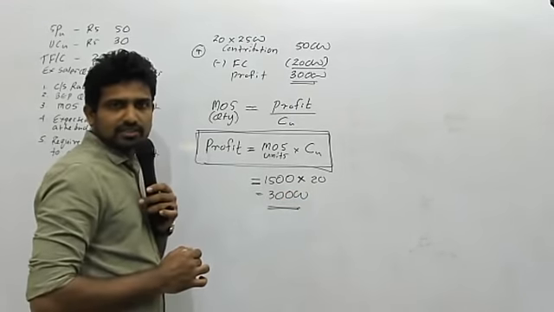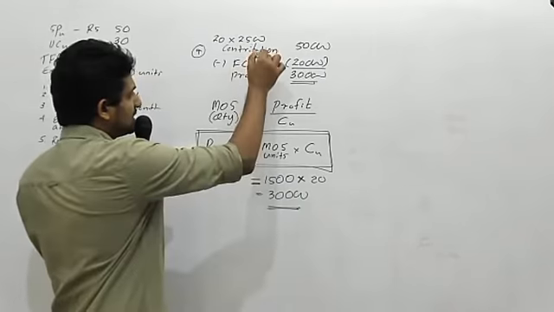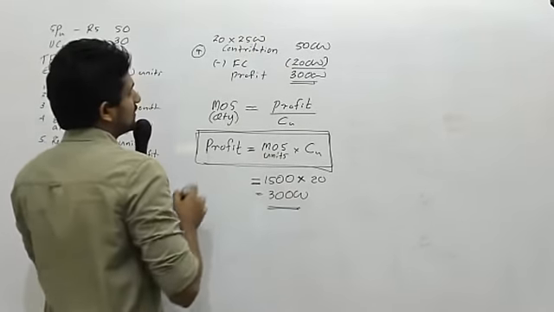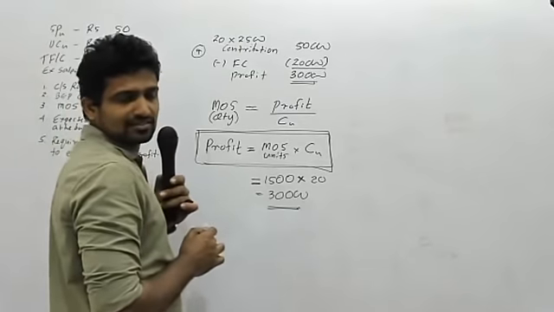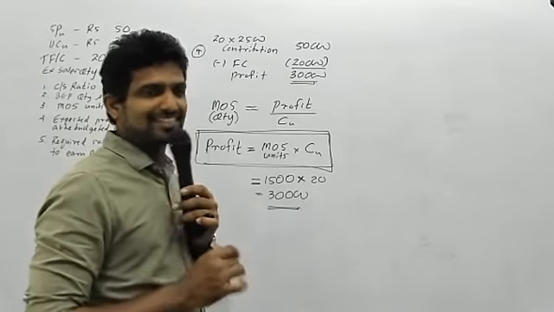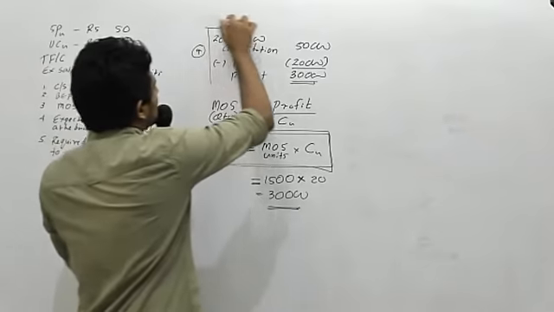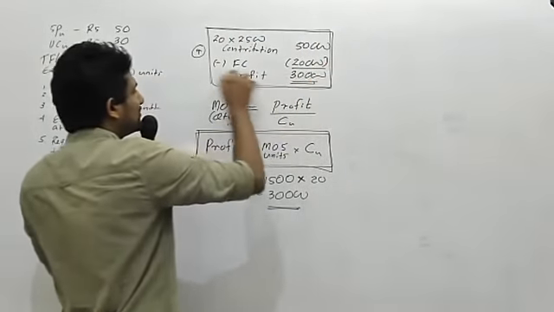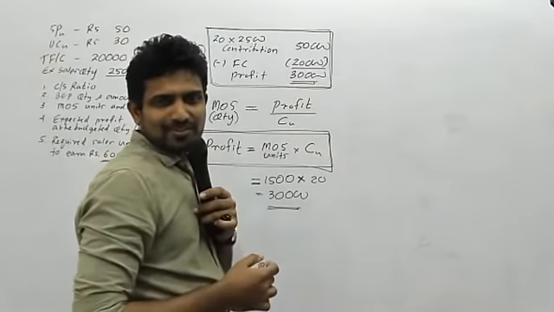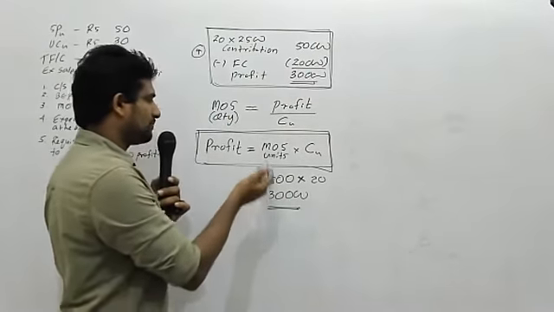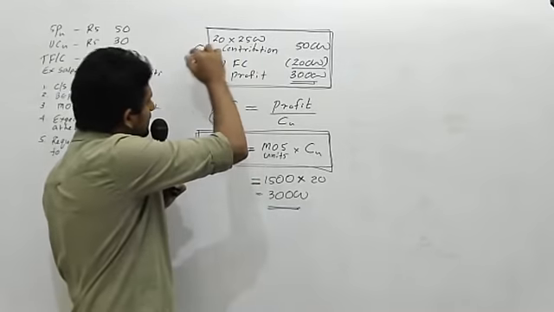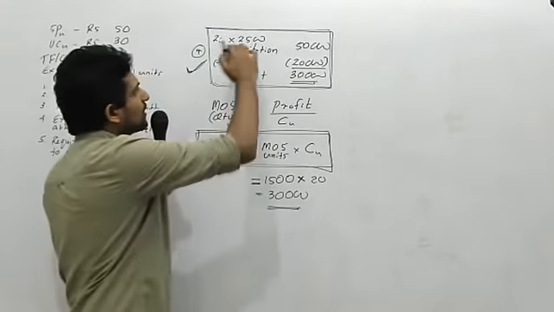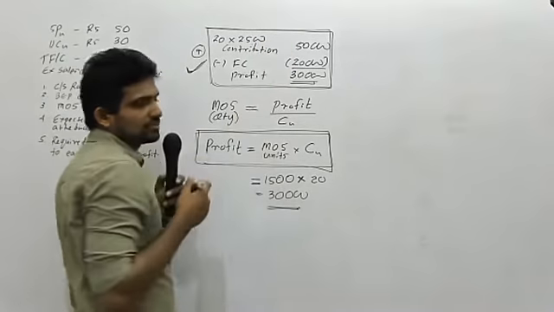To calculate the profit, you can use either this one or this one. But I recommend that in hard questions always use this one. If you feel the question is hard, do this one. Sometimes making you might be misled. Anyway, this will never mislead you: total contribution minus fixed cost. This will never mislead you.